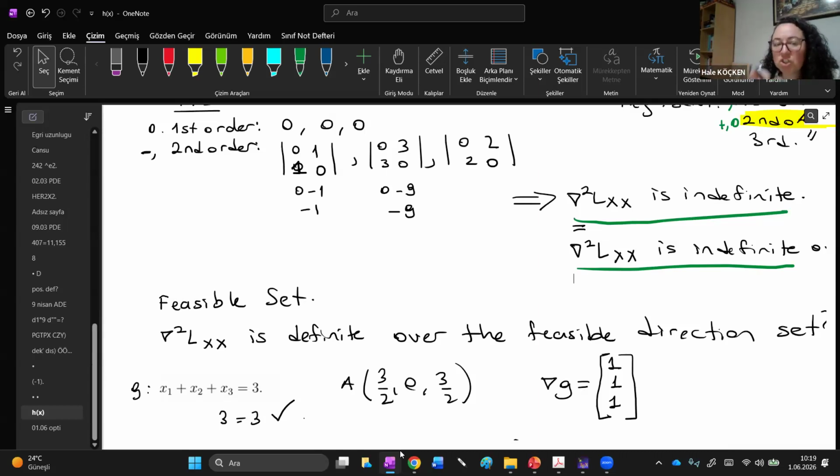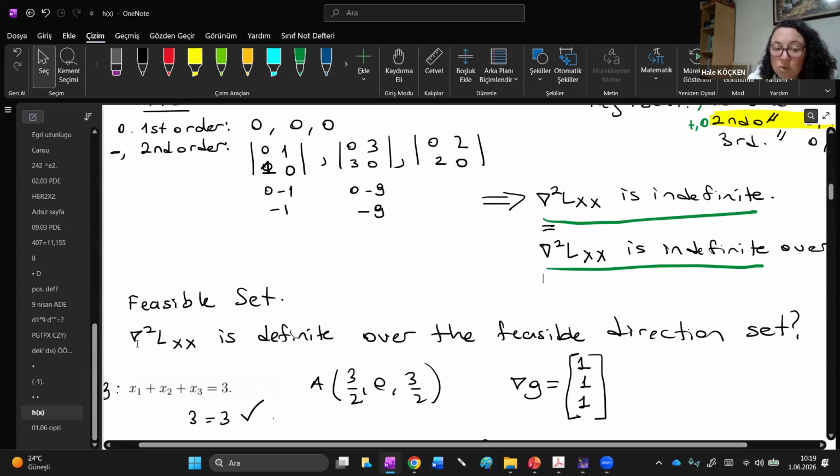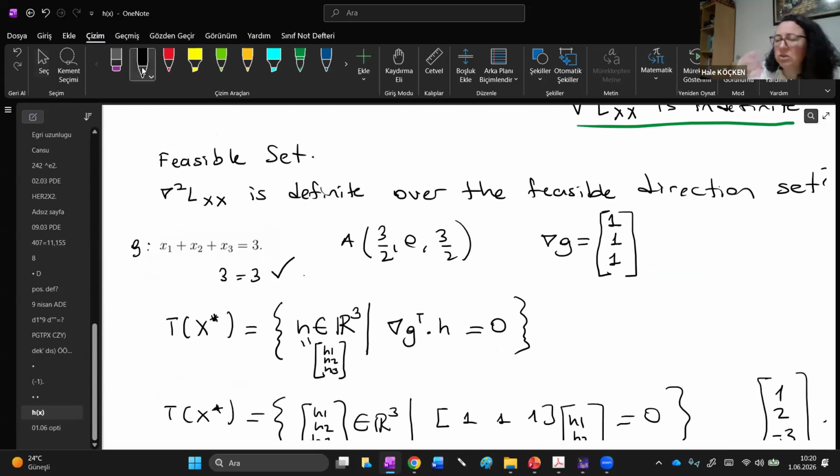So in this situation, you have to write your feasible direction set. Okay, this is the reason I'm showing this question. Maybe I solved it before, I don't remember, but let me emphasize it again. What we need to do is analyze whether Nabla square L is indefinite over the feasible direction set. How to write the feasible direction set? We need to write the active constraints. There is only one equality constraint. It is automatically active.